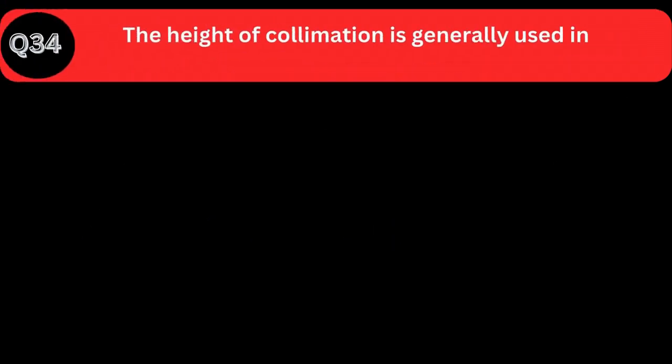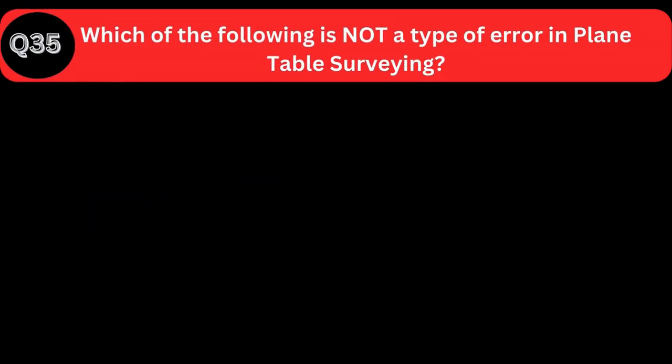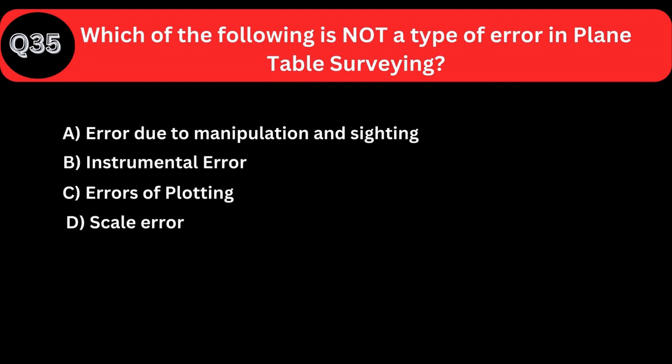The height of collimation is generally used in? Options A, reciprocal leveling, B, check leveling, C, differential leveling, D, barometric leveling. Answer C, differential leveling. Which of the following is not a type of error in plane table surveying? Options A, error due to manipulation and sighting, B, instrumental error, C, errors of plotting, D, scale error. Answer D, scale error.